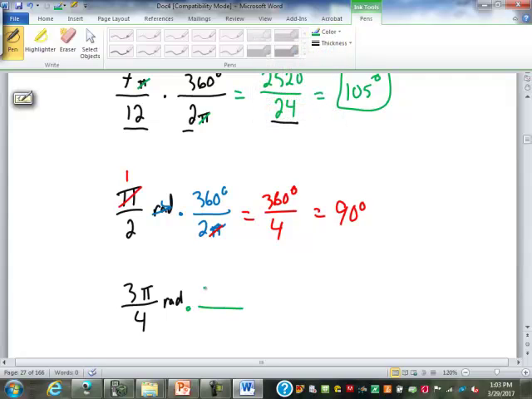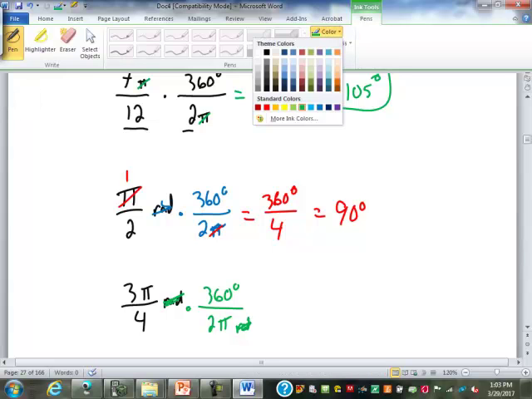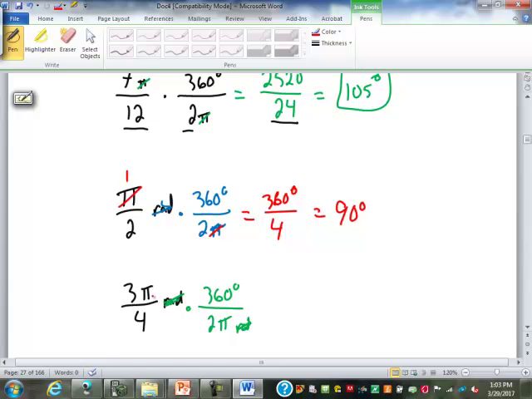Here I'm going to multiply. The 360 goes on top because I'm going to degrees, getting away from radians, so my 2 pi goes on bottom. Technically this is 2 pi radians. The radians cancel out. So the pi's cancel out. 3 times 360 is 1,080 degrees. 4 times 2 is 8. It divides out to 135 degrees.